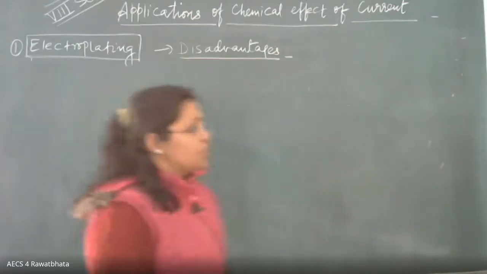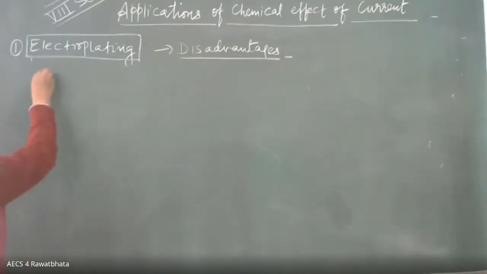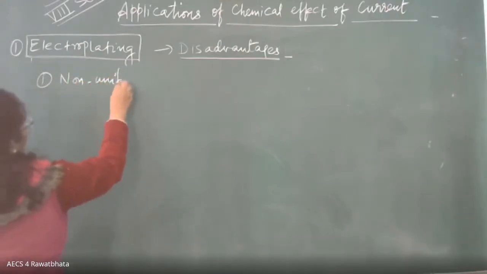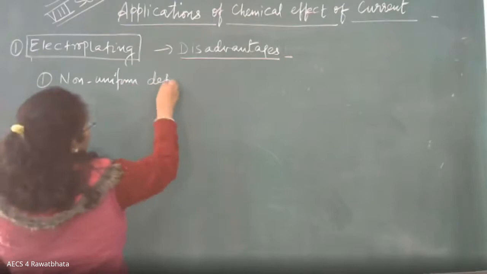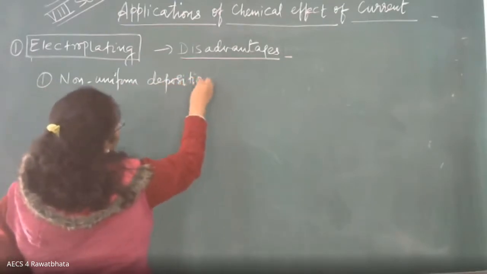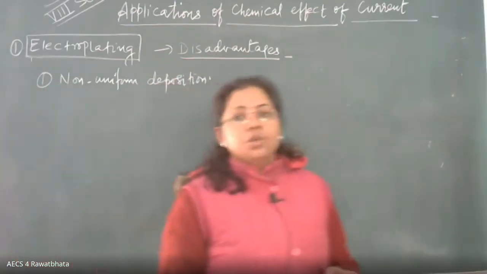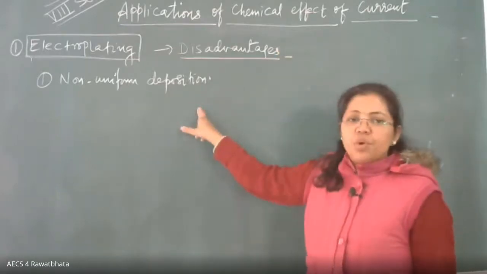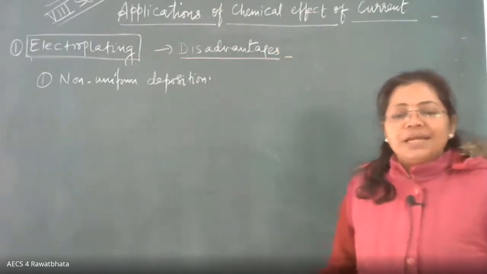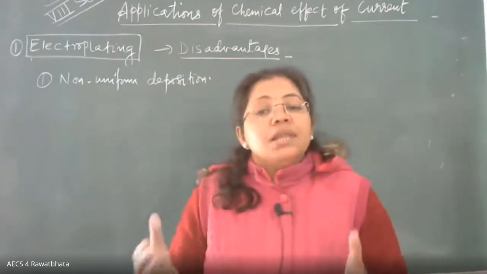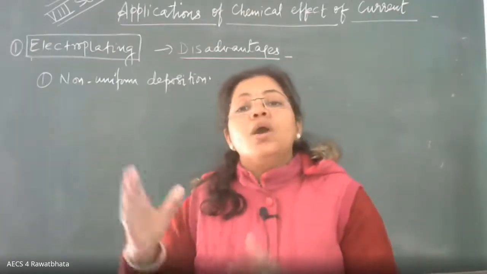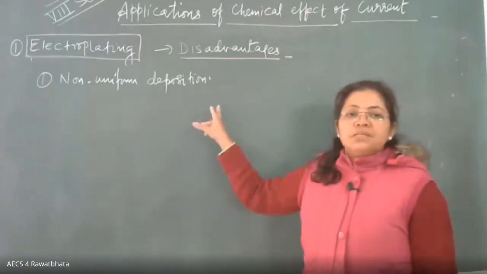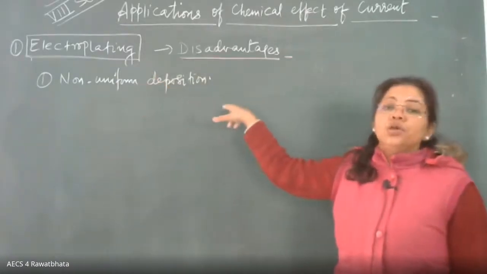Disadvantages. The first one is non-uniform deposition. Now we know that in the electroplating process, by using electricity, we deposit a layer of desired metal on another metal, right? But in some cases, this deposition is not uniform.